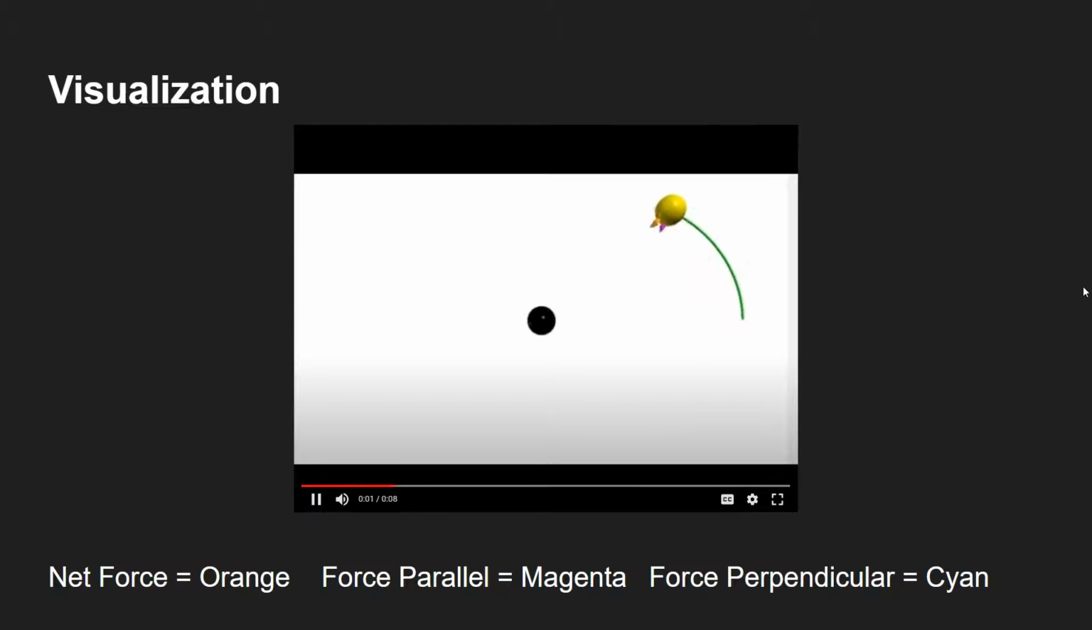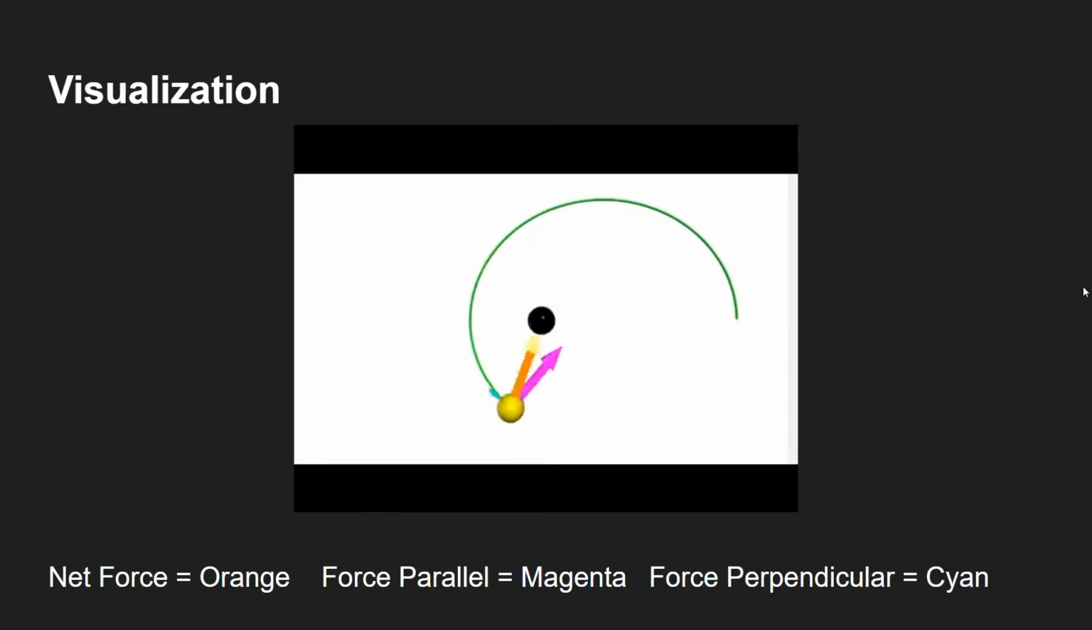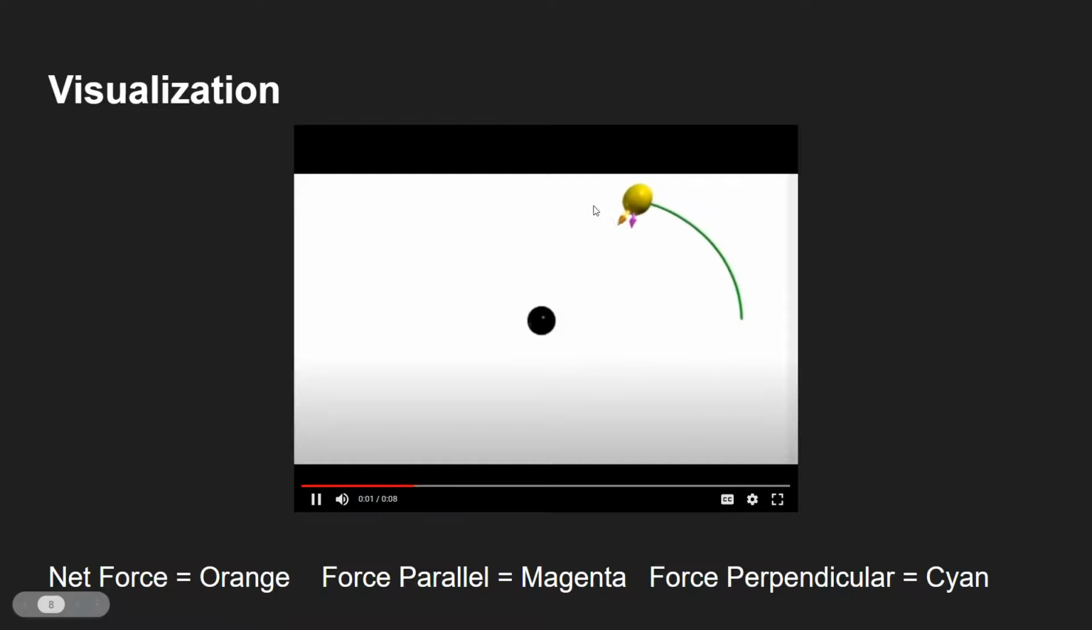Now this video just shows the visualization of it all, and the different arrows represent the different forces, and you can see that the net force is the orange arrow, the force parallel is magenta, and then the blue one's the force perpendicular.